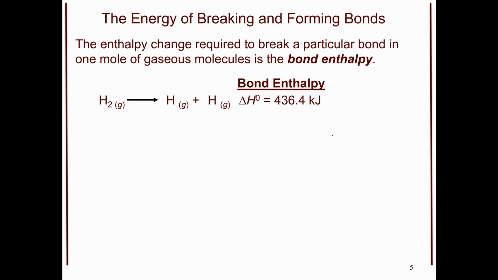So what do we mean by that? Well, if I take hydrogen, this is taking H2, which is bound together by a single bond, and separating it into 2 gaseous hydrogen atoms. Notice that I get a bond enthalpy of 436.4 kilojoules per mole. So then if I do the same with chlorine, it's taking a chlorine molecule and breaking it into 2 individual chlorine atoms. Notice that my delta H is 242.7 kilojoules.